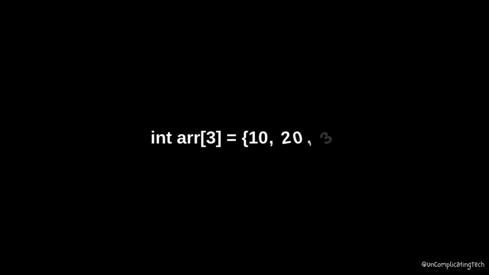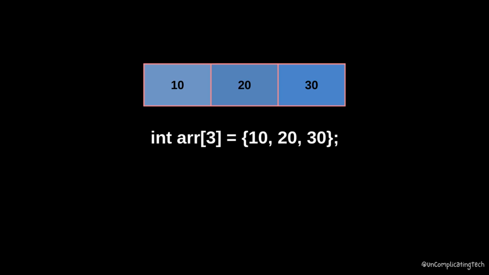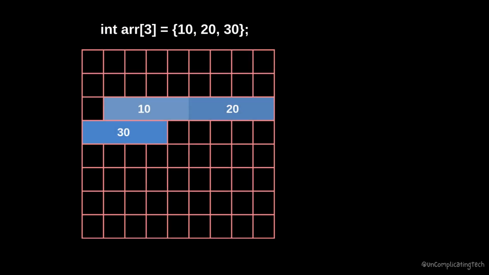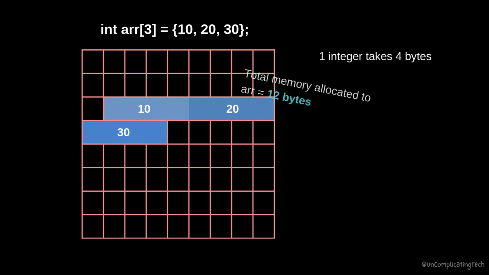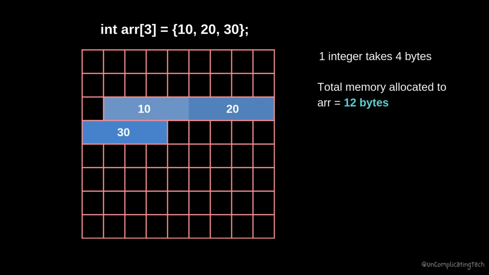This is an integer array with three elements, which would look like this in memory as a grid. A single integer takes 4 bytes in memory, so 12 bytes are allocated to the array. Array indexing starts from 0, so our indexing stops at 2 because there are only 3 elements.